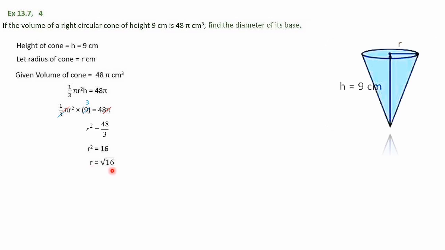r is equal to root of 16. We know the root of 16, that is 4 centimeter. r is equal to 4 centimeter. So this is the radius, but we are asked to find out the diameter. So diameter is equal to 2 into radius. Double of the radius is the diameter. That is 2 into our radius, 4 centimeter. 2 into 4 equal to 8 centimeter. So the diameter that we have got is 8 centimeter.